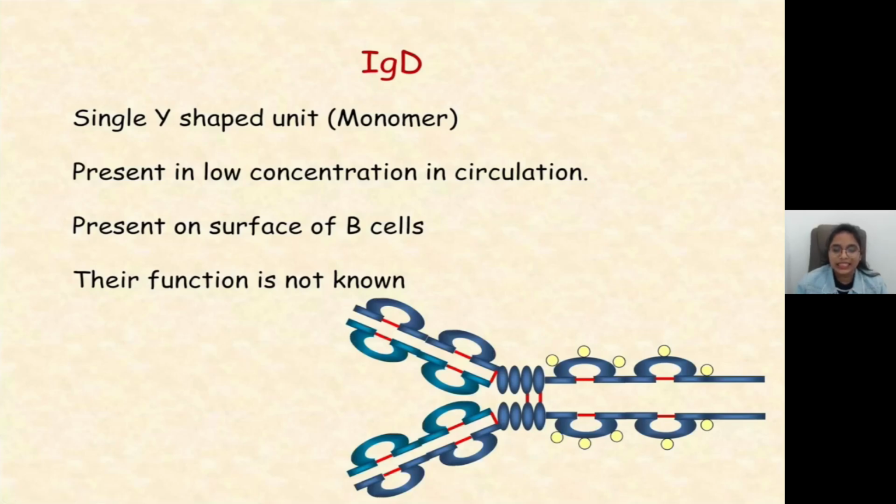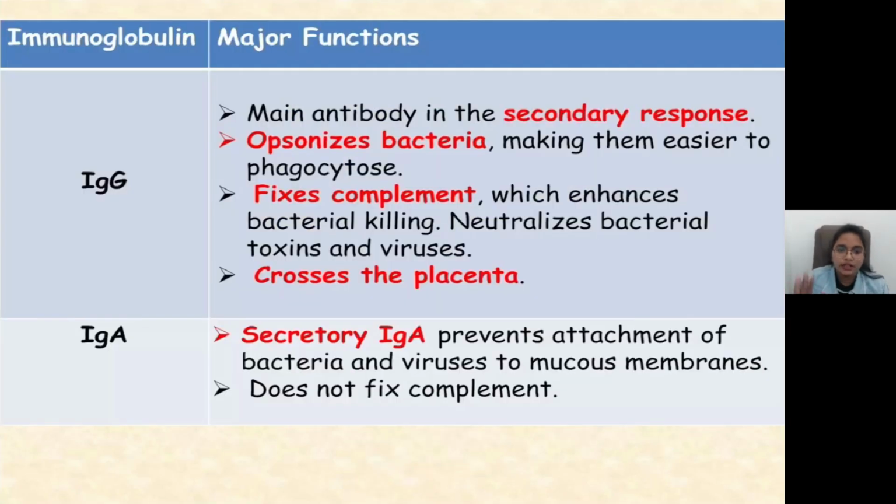Now come to IgD, that is delta. This will show as a Y-shaped monomer, right? A Y-shaped unit that may be present in low concentration in the circulation, and it is mainly present on the surface of B cells. B cells means your bone marrow cells, right? The function of this immunoglobulin is not so well known. So what are the major functions of these?